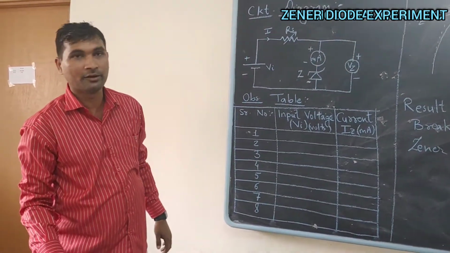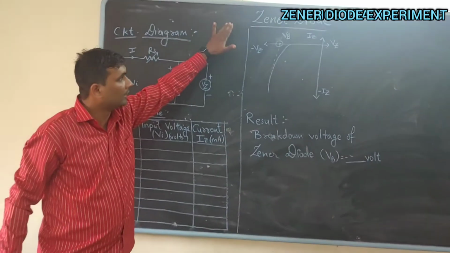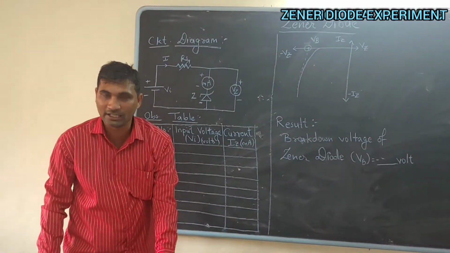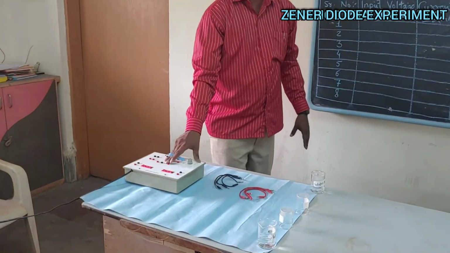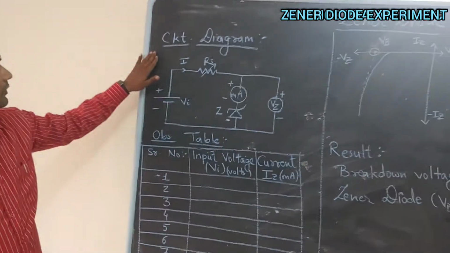Okay, coming to the Zener diode. The Zener diode is always used in reverse bias. So in this 12th standard experiment, we will deal with the reverse bias characteristic of the Zener diode only. Coming to this, let's go with the circuit diagram.